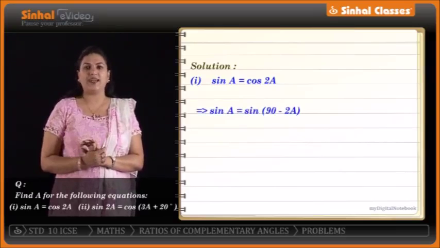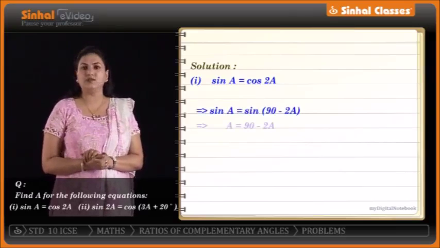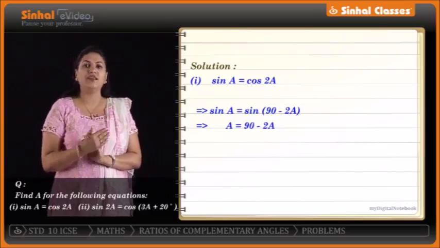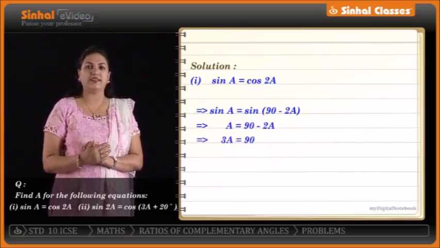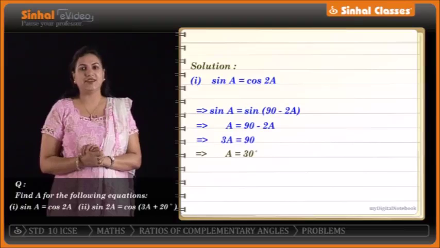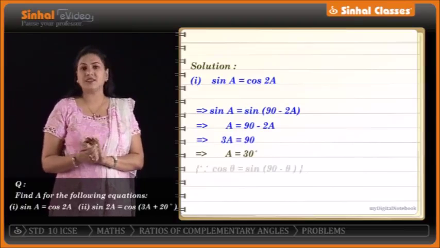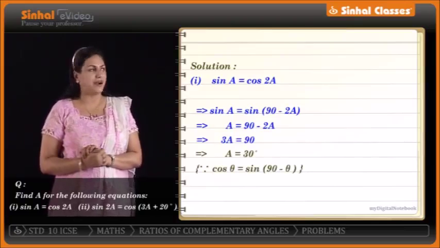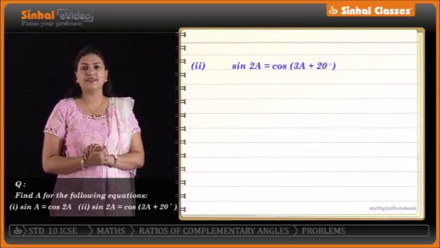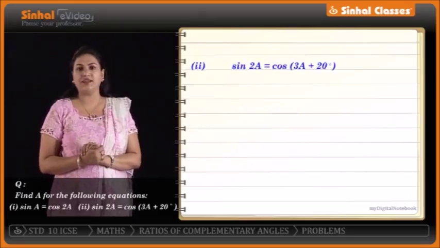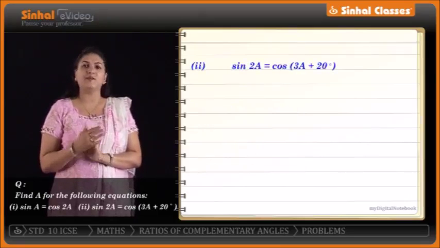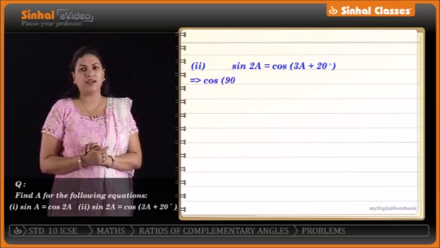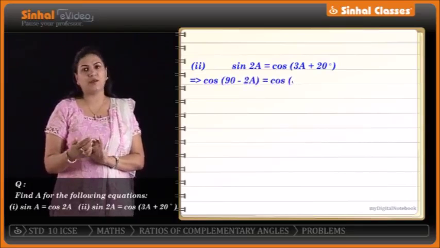Now we can equate the angles, that is A is equal to 90 minus 2A. Transfer minus 2A to the other side, we have 3A is equal to 90, that is A is equal to 30 degrees. So here we have used the formula cos theta is equal to sine 90 minus theta. Now the second part in this, sine 2A is equal to cos 3A plus 20 degrees. This can be done the same way, but here we can write sine 2A as cos 90 minus 2A, that is equal to cos 3A plus 20.